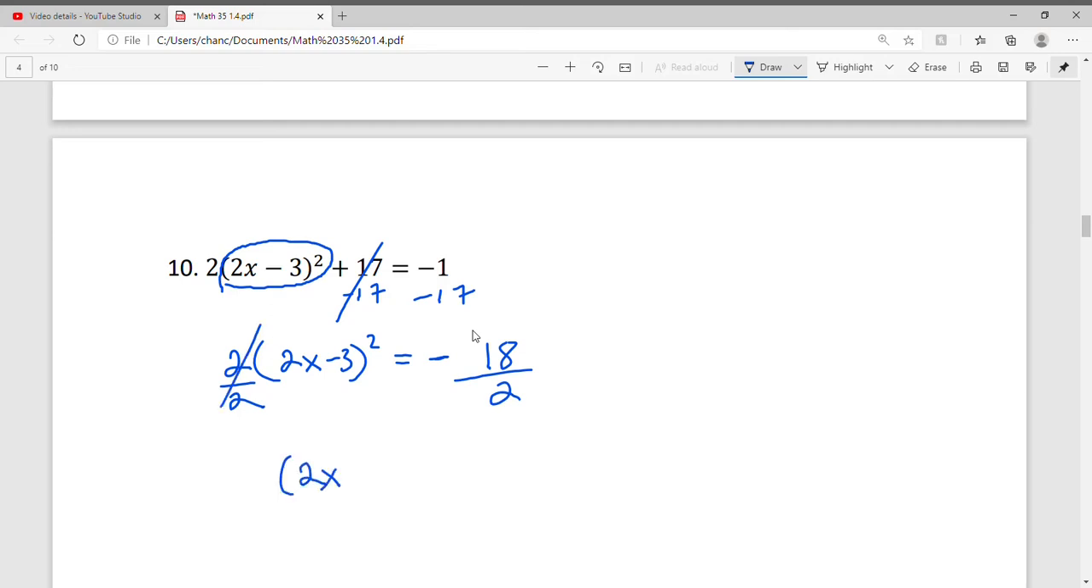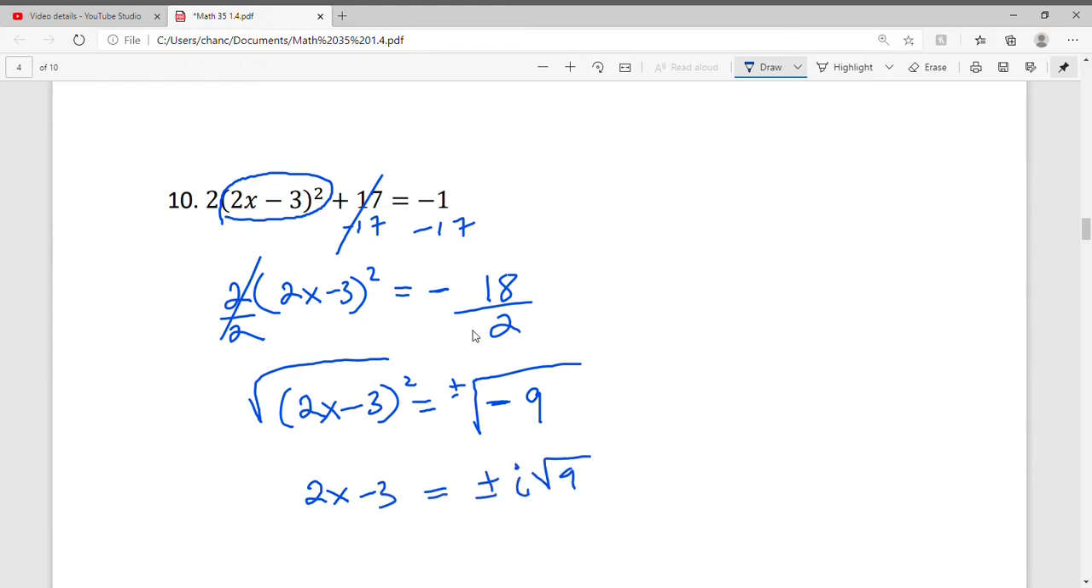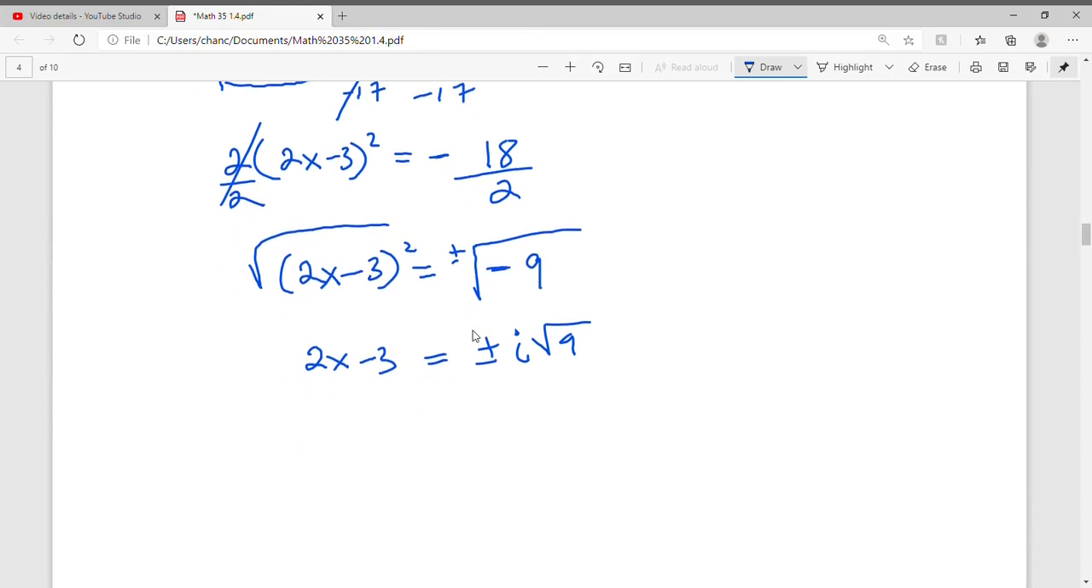So we'll rewrite this as 2x minus 3 squared equals negative 9. Now this looks like something we could do. Let's take the square root of both sides. Don't forget the plus or minus. This is 2x minus 3 equals plus or minus. I can pull out the i. And of course the square root of 9 is equal to 3. So we have 2x minus 3 equals plus or minus 3i.